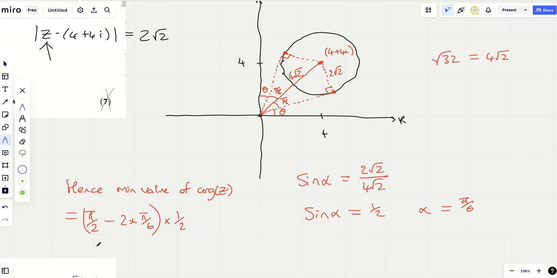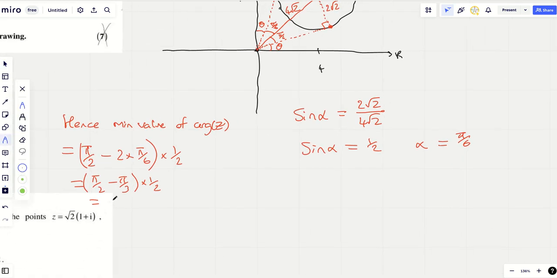Sorry. Okay, so let's just work out what this is. That's pi over 2 minus pi over 3, halved. And that gives you 3 pi over 6 minus 2 pi over 6, that's pi over 6, I apologise, times by a half, which is pi over 12. And hence, the minimum value of argz is pi over 12.